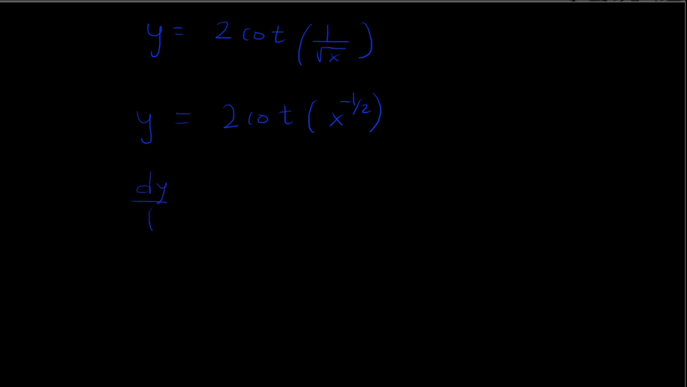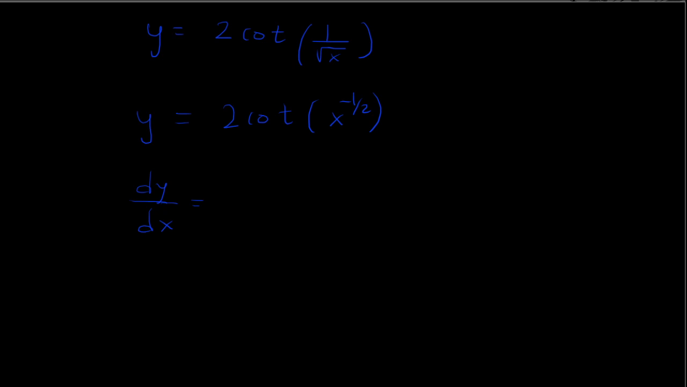Okay, next I have y equals 2 cotangent of 1 over root x. So this one I'm going to rewrite it as x to the negative 1/2 power. And I'm going to be taking the derivative of both sides. So it's dy over dx. So this one is, again, a chain rule type problem.